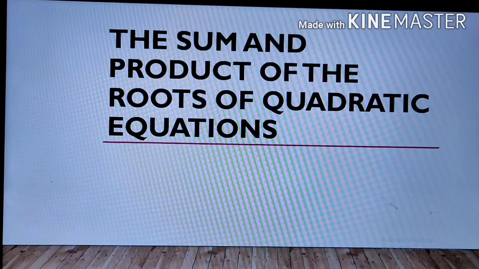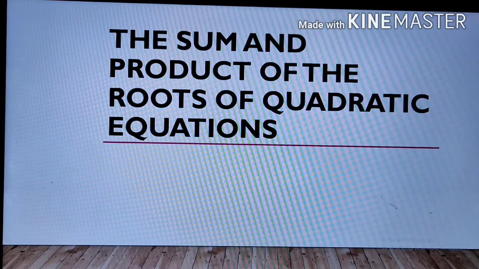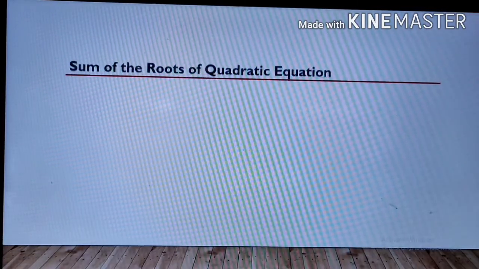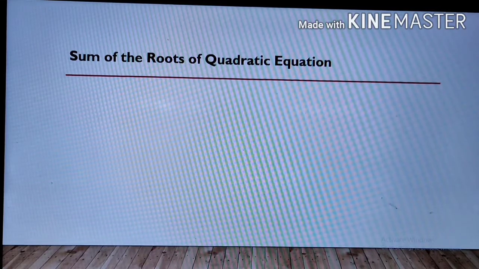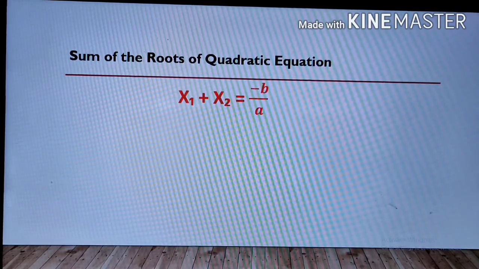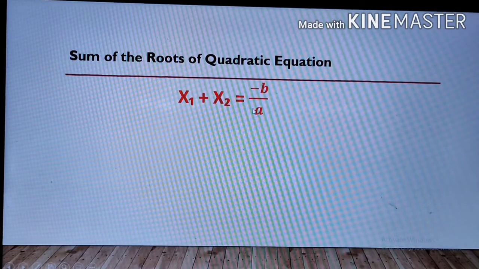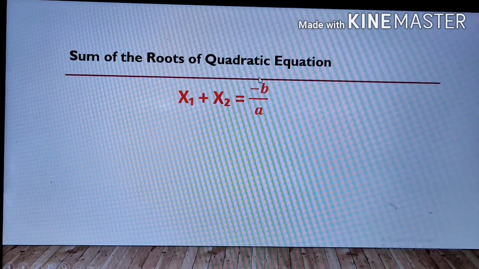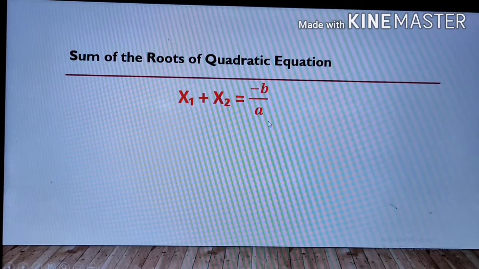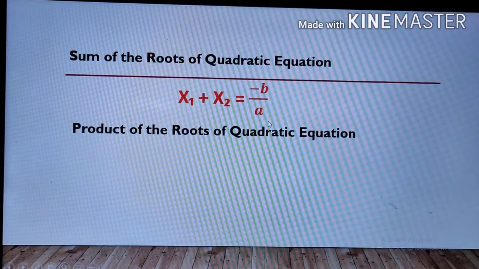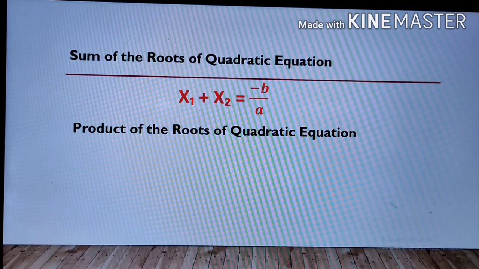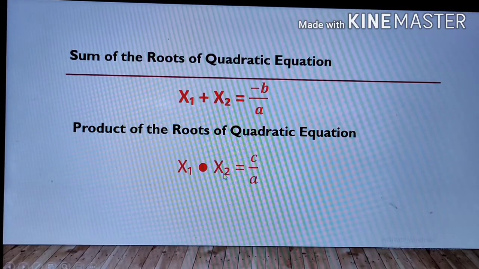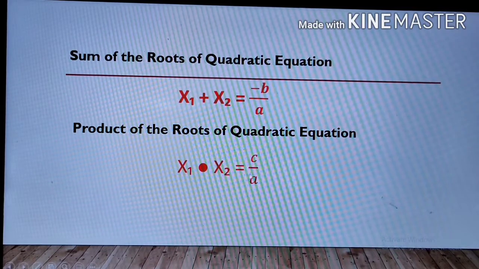This vlog is all about the sum and product of the roots of quadratic equations. The formula in finding the sum of the roots of a quadratic equation is this one. You need to memorize or familiarize this one. x sub 1 plus x sub 2 is equal to negative b over a. Then the formula in finding the product of the roots is x sub 1 times x sub 2 is equal to c over a.